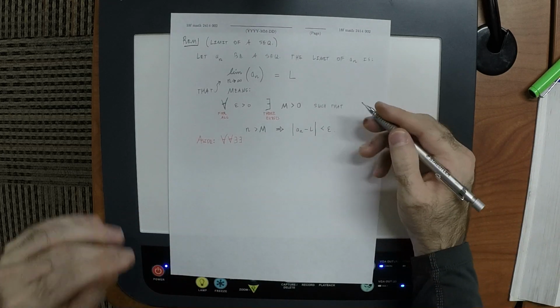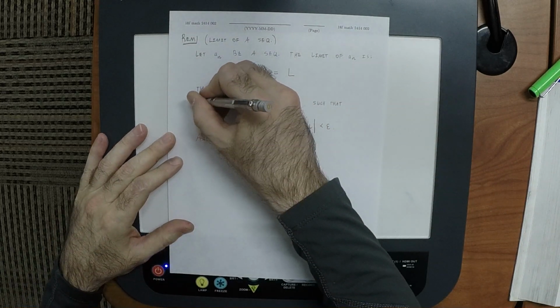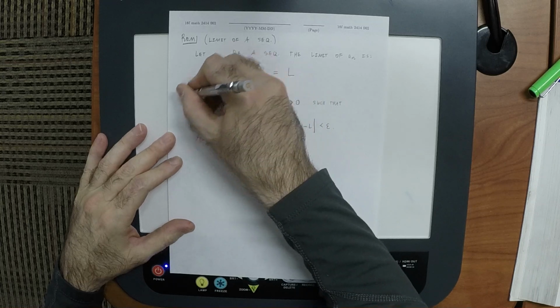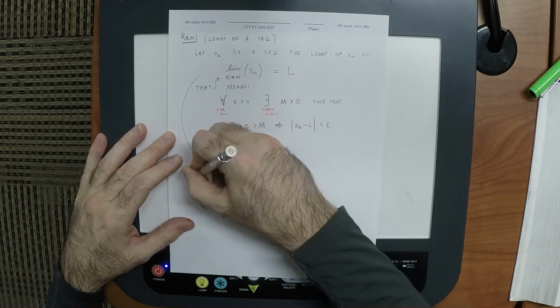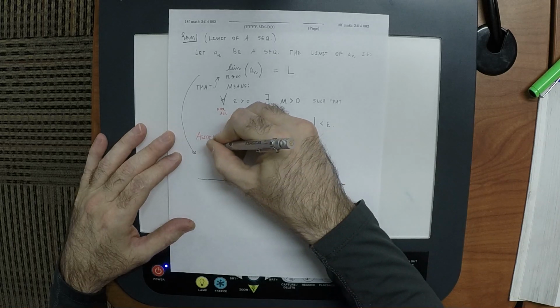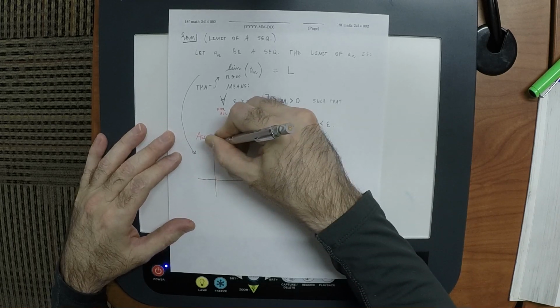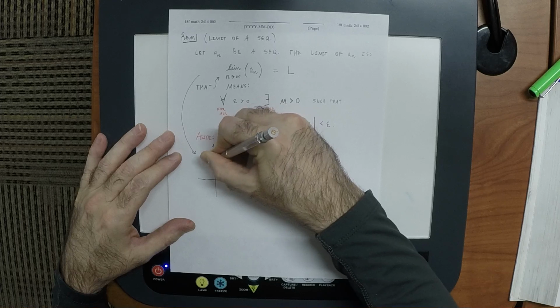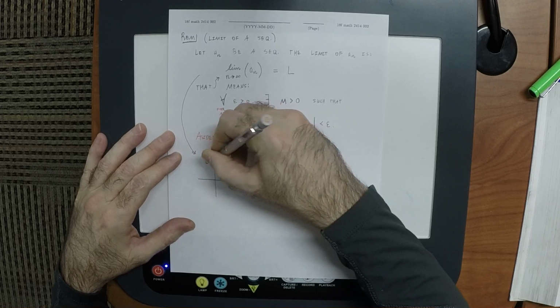All right. So this picture here, again, what it's saying is that if you draw the sequence, the claim is that the output gets arbitrarily close to L.